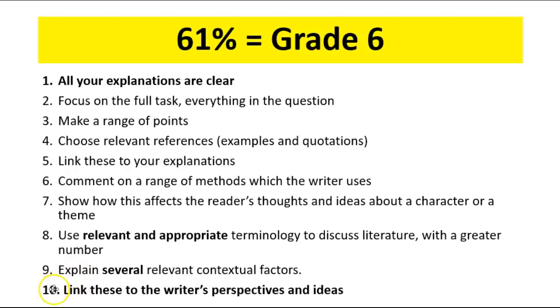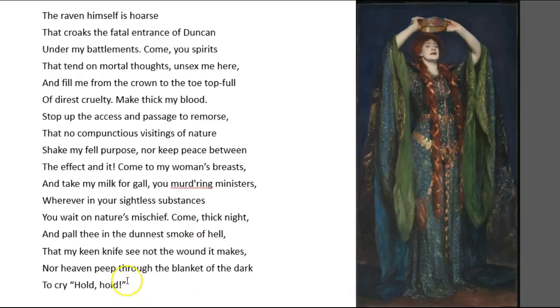And then finally, you have to link these to the writer's perspective and ideas, and that's where point number 2 is so useful, because when you write about the ending, you're automatically thinking about the writer's final idea and perspective, and that's the easiest way to get this mark into grade 6: to write about the writer's perspective at the end.